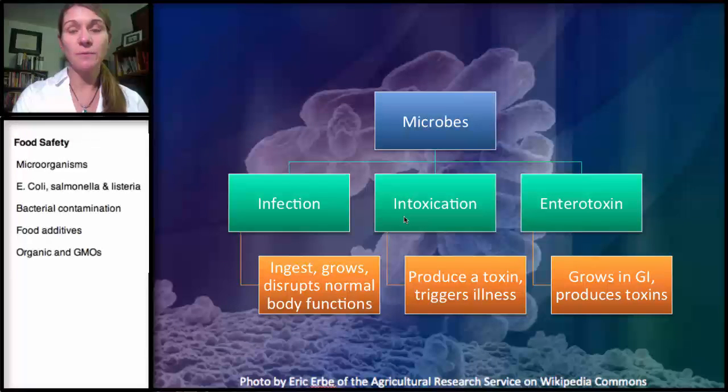Intoxication is common with a lot of foodborne illnesses, and it's a little bit different because once the bacteria is ingested, it then produces a toxin, which then triggers an illness. And this can generally show up a few days after ingestion, generally not immediately after. Enterotoxins are bacteria that grow in the gastrointestinal tract. They'll also release toxins. Their incubation period is a little bit longer, so this might be more of a delayed effect.